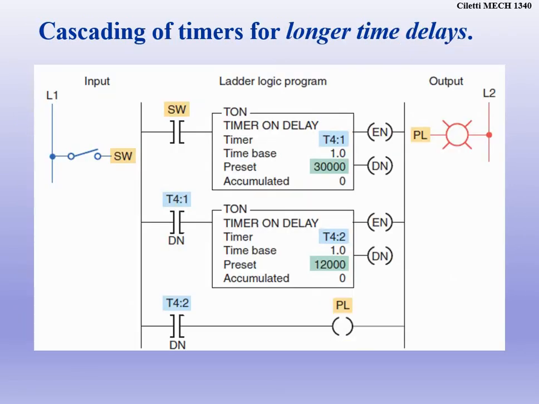But we can use cascading of timers for longer time delays. So you might want to use something like this. We can cascade timers, and it doesn't matter what kind of timer you're using, right? On delay timers, retentive timers, off delay timers. You can use a combination of all of them. It's not a specific type of timer you're using. It's how you're using the timers, if that makes sense. So you're going to do that when we do the stoplight program in class.